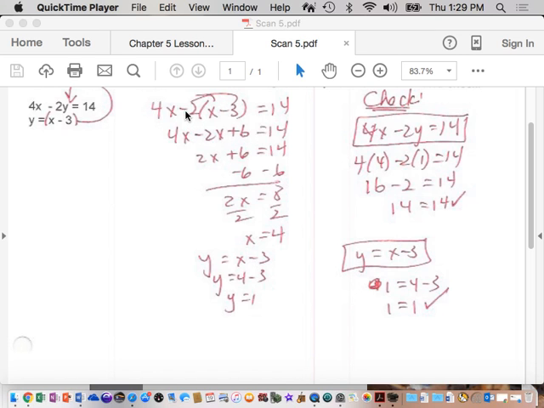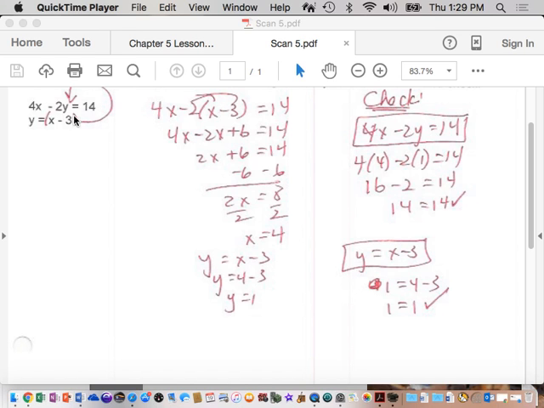What is negative 2 times negative 3? Positive 6. Regular 6. That was the big mistake. And some people came out with x equals 10. But x doesn't equal 10 because this should be positive 6. Then you subtract 6 from both sides. Then you divide by 2 and you get x equals 4, not 10.